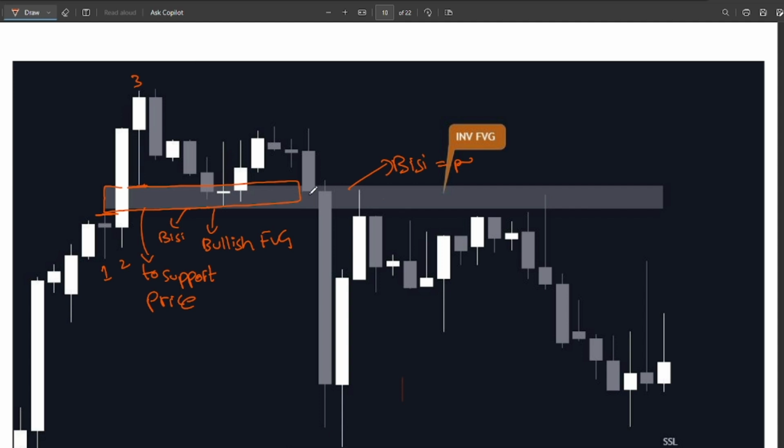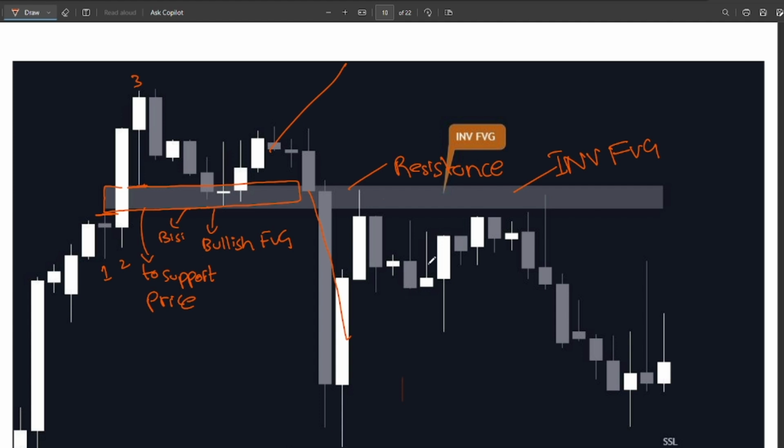Why? Because this fair value gap BISI initially didn't support price and price broke through it. So now when price comes back again to it, it will act as resistance. Why? Because price didn't behave normally. In normal circumstances, price would have gotten support from here and would have bounced higher. But it didn't happen. It broke through the fair value gap, which means this BISI will act as resistance, not as support. And hence, this gray area would be considered as inverted fair value gap. So I hope this concept was clear.